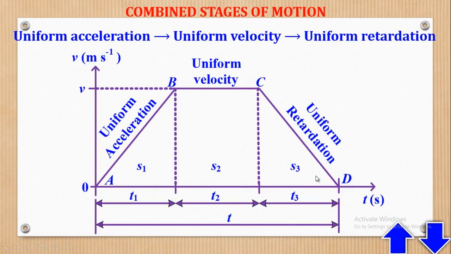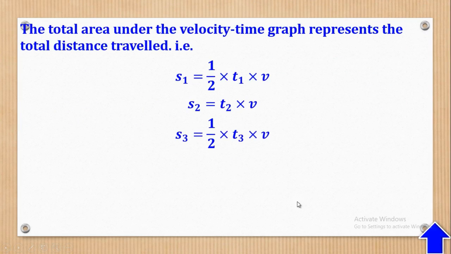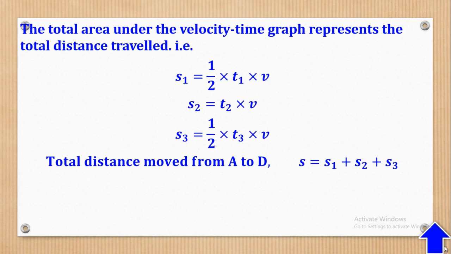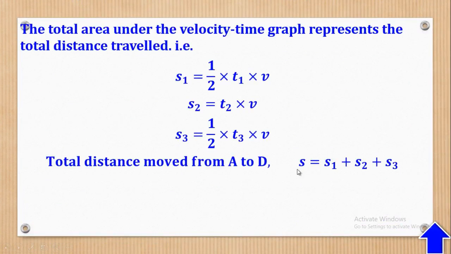Then lastly is this S3, which is the distance traveled during uniform retardation, and it will be equal to the area under this graph, which is the area of the triangle. So this area of the triangle in this case will be a half BH, where T3 is the base and V is the height. So we shall say that S3 is equal to a half T3 V. From there you can get the total distance traveled from A to D by adding up all these distances. So you add S1 to S2 to S3 to come up with the total distance traveled from A to D.